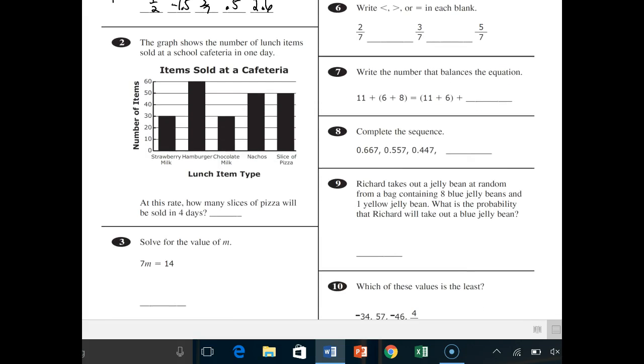For a problem like number two, they want you to analyze a graph. So the graph shows the number of lunch items sold at the school cafeteria in one day. At this rate, how many slices of pizza will be sold in 4 days? So go to pizza. Here's pizza. In one day, we had 50 slices. So 50 times 4 should give us 200 slices.